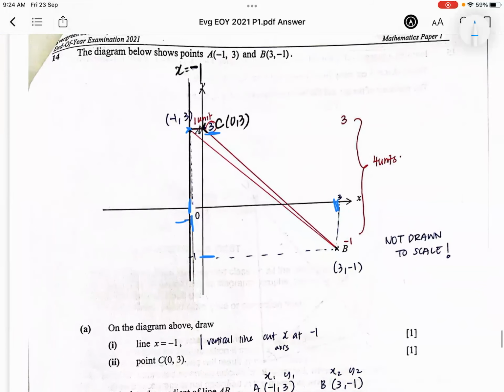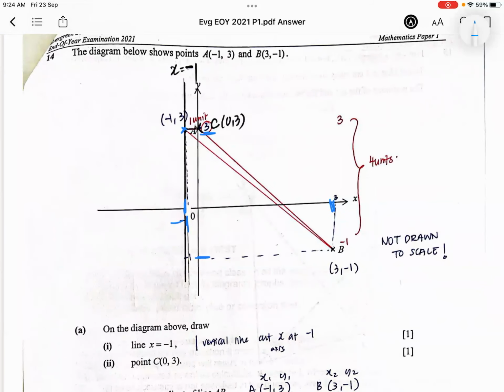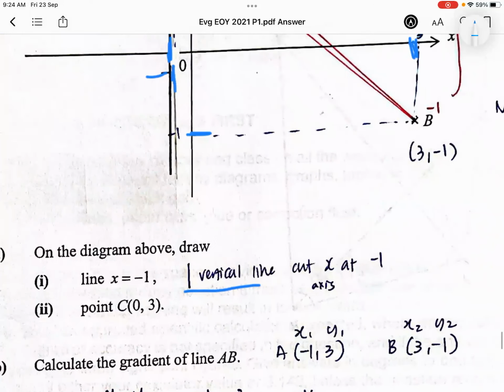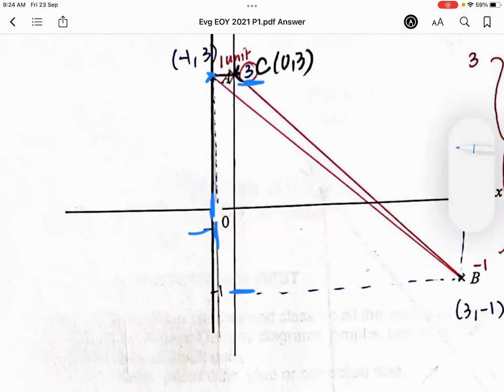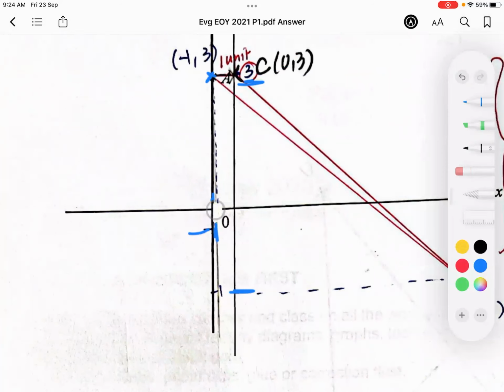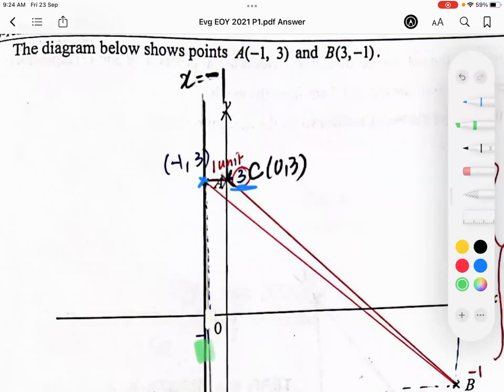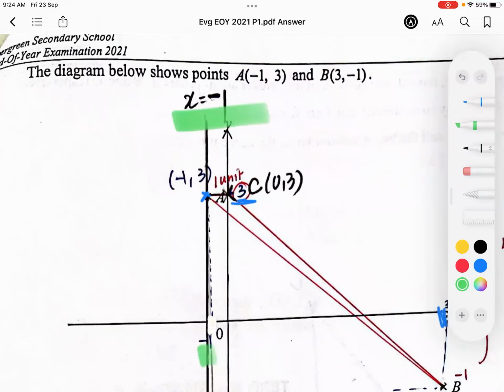X equals -1 cuts the x-axis, so it must be a vertical line at -1. So you go to the number -1 over here, then you draw a vertical line. So this whole line, remember to label your answer. Okay, x equals -1.